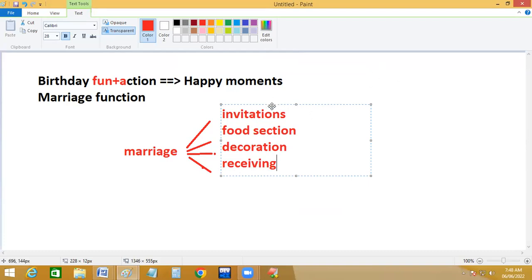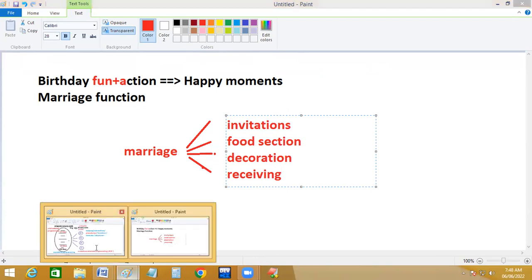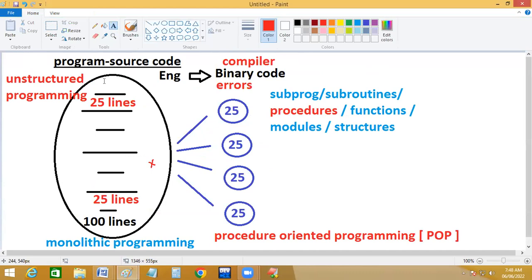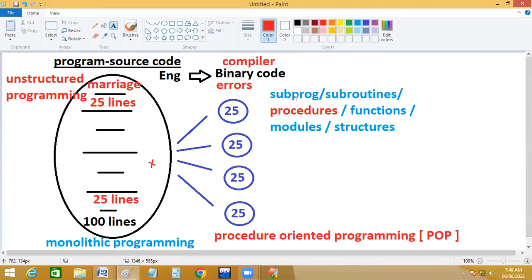Now we are dividing the big program into small pieces. Now tell me, in C language also, what happened? Can I compare like this? It is nothing but a marriage, or not? The marriage is divided into several small pieces, or not? And the pieces are called what? Sub-programs, subroutines, procedures, functions, modules, structures, or not?